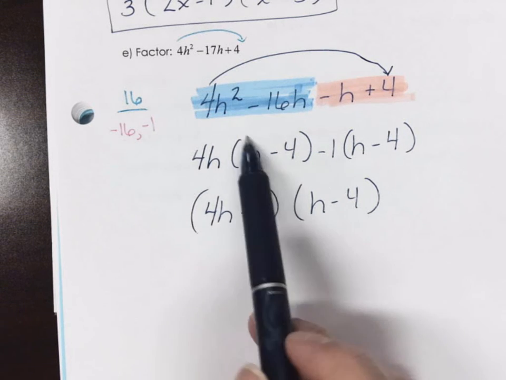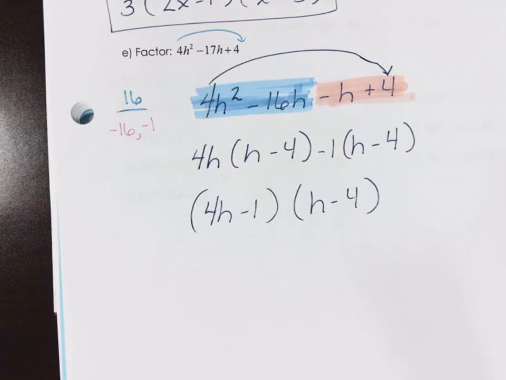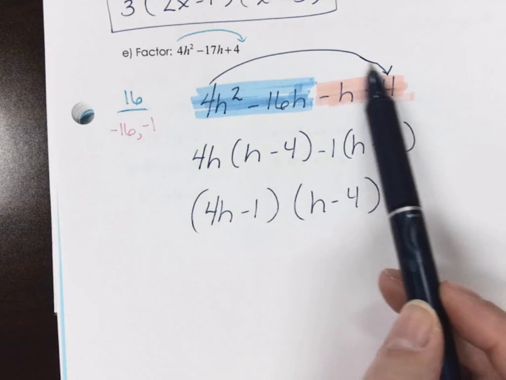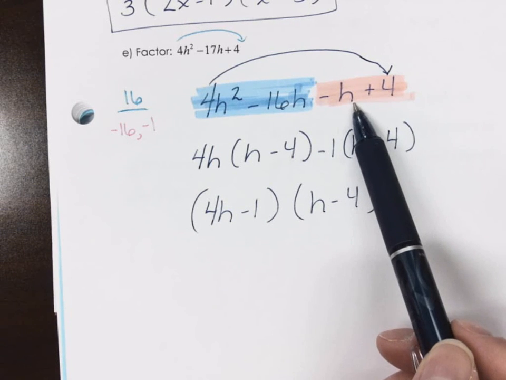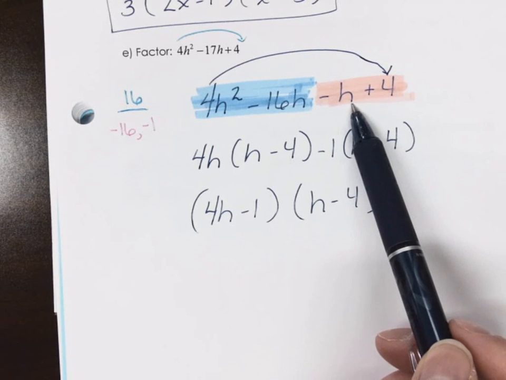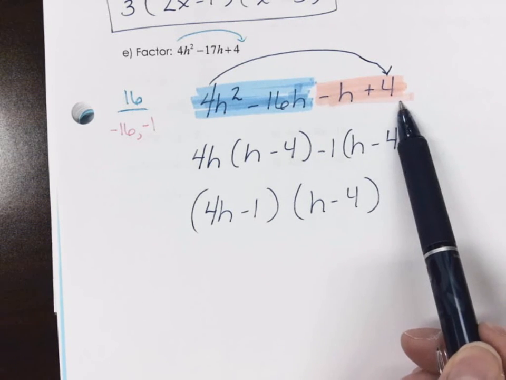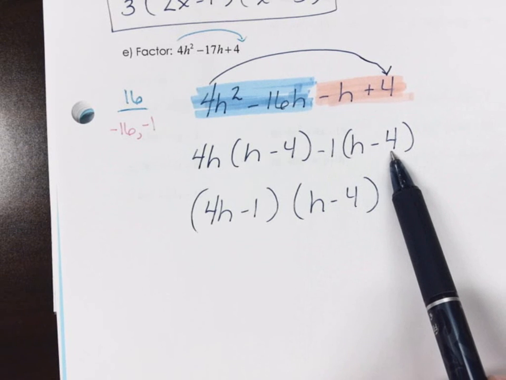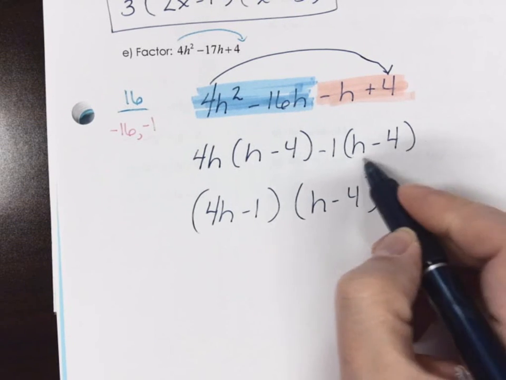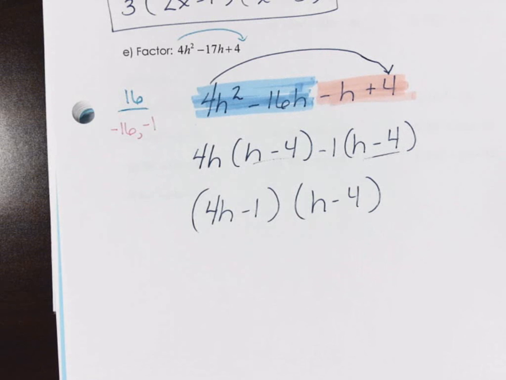The first set, the blue set's pretty easy. Pull out a 4h, I'm left with h minus 4. It's straightforward. But when we get to this back set here, it's that pesky negative 1 that we have to take out. And if you divide anything by a negative 1, it's going to change its signs. So if I pull out a negative 1, this becomes a positive h, and that becomes a subtract 4. And those h minus 4s are the same. So then I pulled those out, and those are my factors.